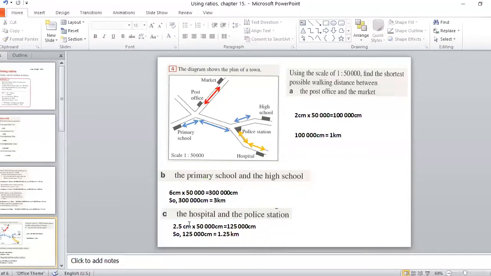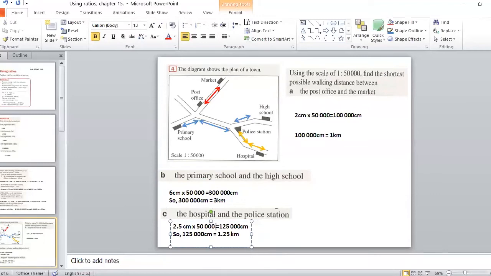And the last one, you are asked to find the actual distance between the hospital and the police station. Using the ruler, you can measure the distance from this segment, then this one. I have used these orange arrows to show the measurements I made using a ruler. Their sum equals 2.5 centimeters. I have multiplied by 50,000. You can use centimeter units or not, it's your choice. 2.5 times 50,000 equals 125,000 centimeters, being converted into kilometers as 1.25 kilometers in real life.